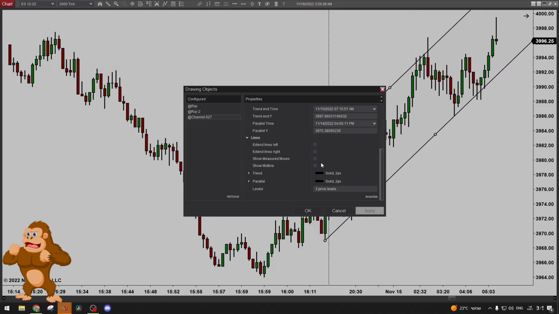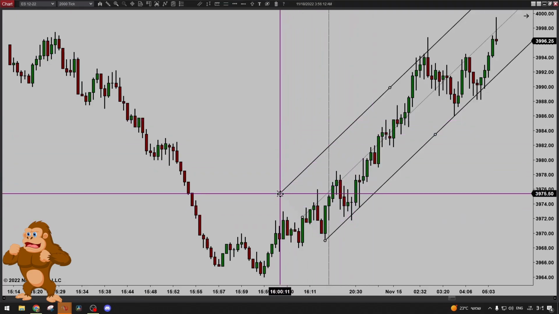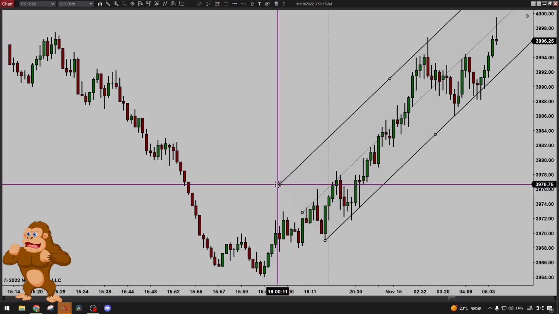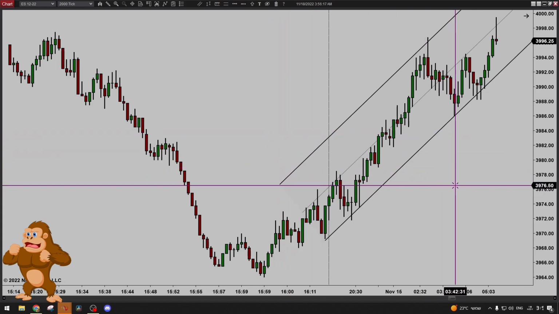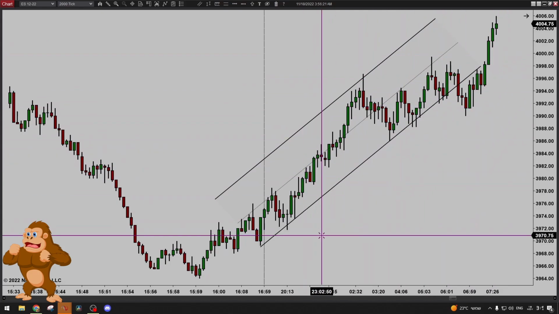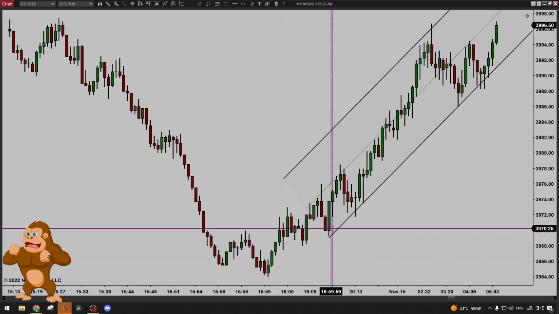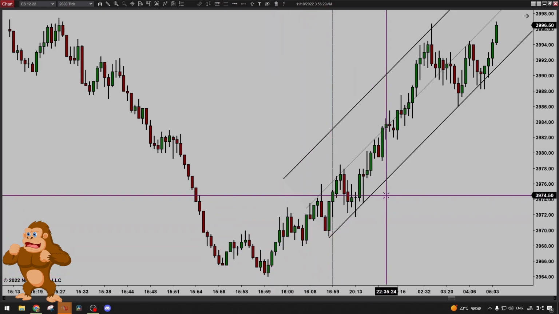Midline. And use your midline to adjust your channel. See? Break, new high. Channel, break, new high. You don't have to connect to the very first swing low. Okay? Look at what makes most sense to you.